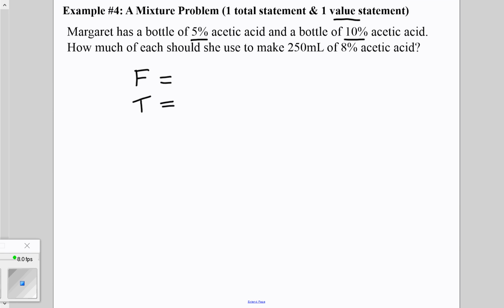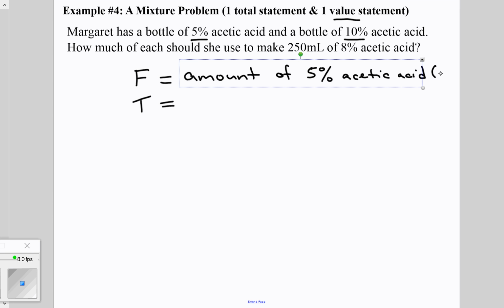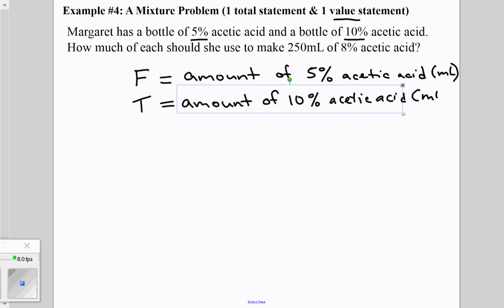So the variable F will represent the amount of 5% acetic acid, and it's going to be measured in milliliters. And T will be the amount of 10% acetic acid, also measured in milliliters.